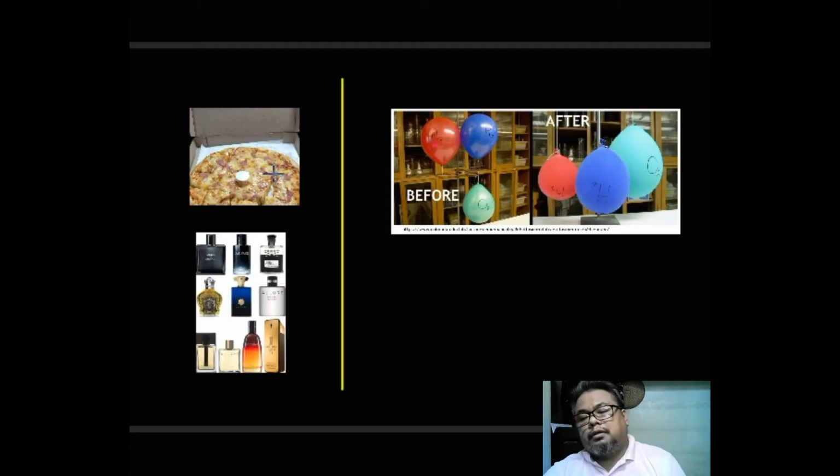Look at the following pictures. The one on the left has a box of pizza and a collection of perfume or cologne. The one on the right are balloons that show the before and after effect. Now, choose between these two groups of images which is diffusion and which is effusion.